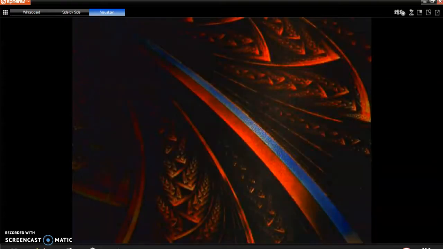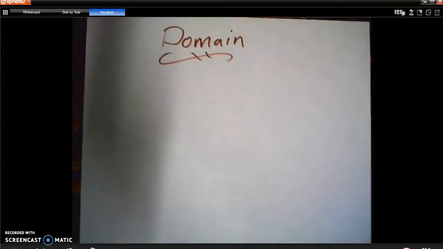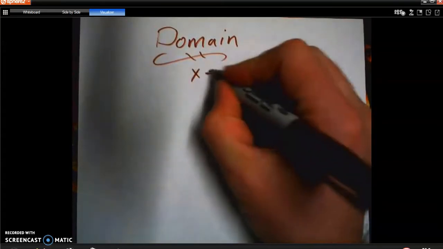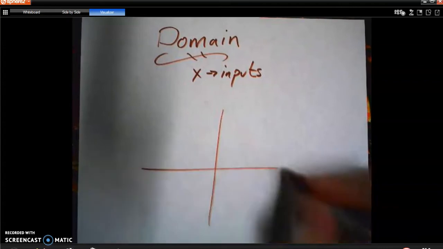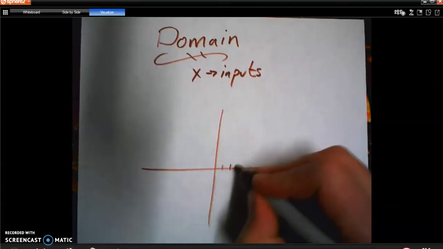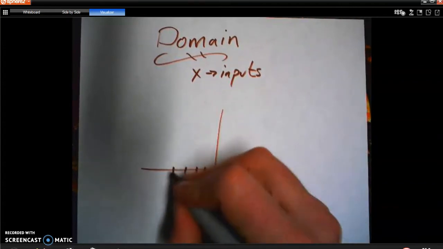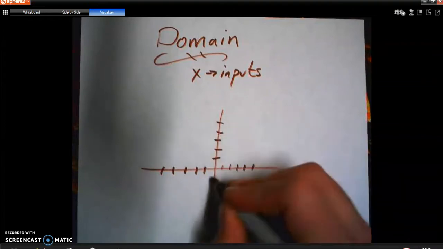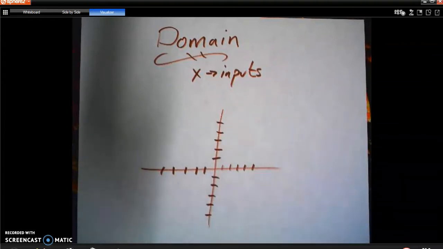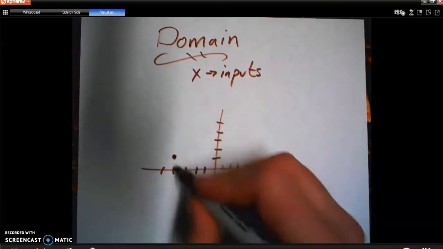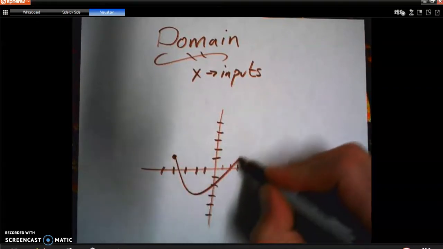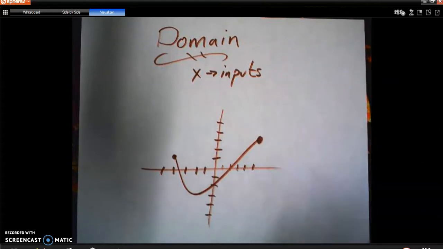So let me kind of give you a rundown of each one individually. So let's talk domain, okay? The domain of a graph is all the x's or the inputs, okay? So let's say I have a graph, and here's 1, 2, 3, 4, 5 on each side. So I have this graph, and let's say I have a function, and we'll just say it starts here, and it goes like this, and it ends right over here, okay?